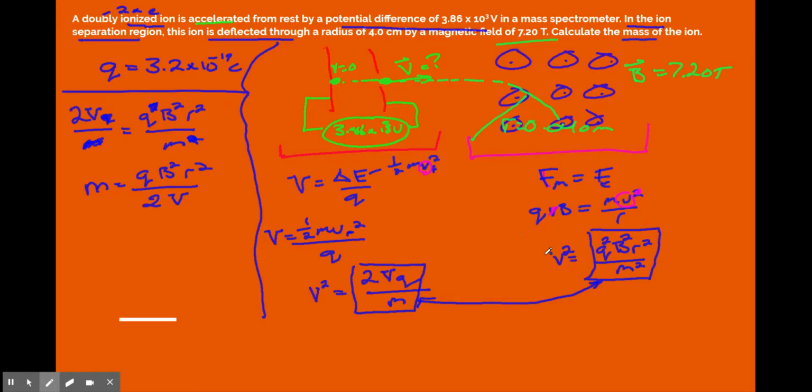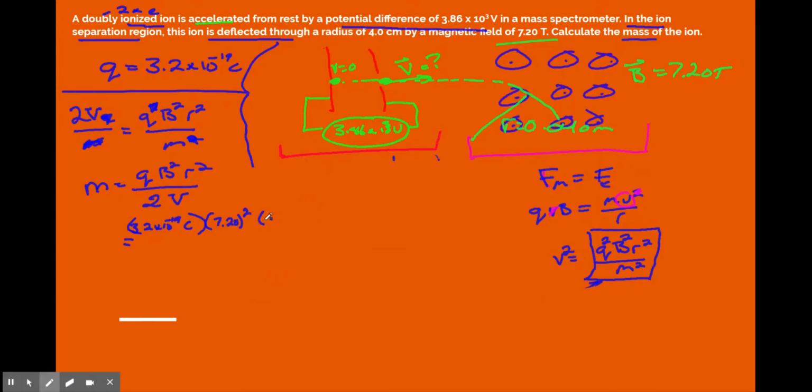So a neat little math trick here just to get rid of one of the unknowns. When we have two formulas with two unknowns, we can put them together and get rid of one of the unknowns at least. And now we're left with a formula for mass where I think we have everything. It's a doubly ionized ion. I'm going to run out of room here, but it's 3.2 times 10 to the minus 19 coulombs multiplied by 7.20 squared. If we're done with this stuff over here, I'm going to get rid of it. There we go.